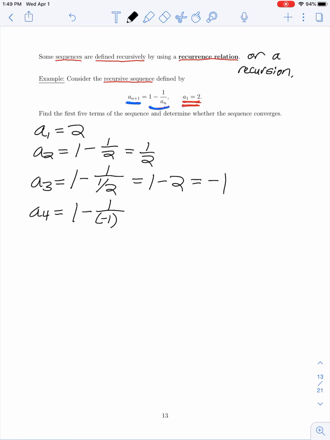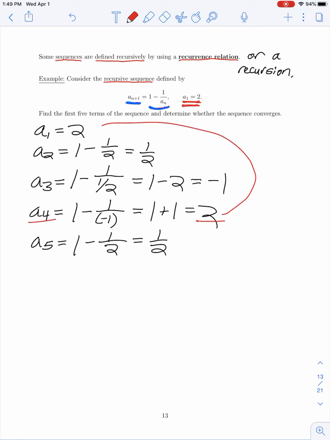Now to get the next term in our sequence, a4, again we make use of the recursion. We have 1 minus 1 over the previous term, which we just found to be -1. So we're left with 1 plus 1, or 2. And to get our fifth term in this sequence, we would have 1 minus 1 over the previous term, which we just found to be 2. So 1 minus 1/2, or 1/2.